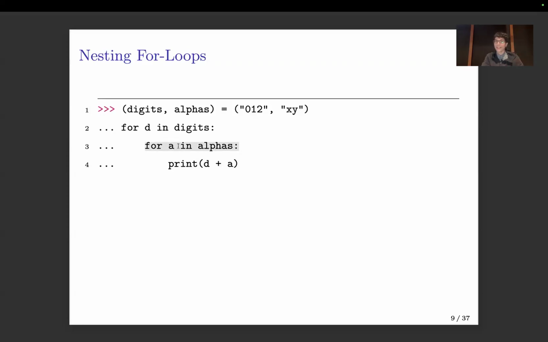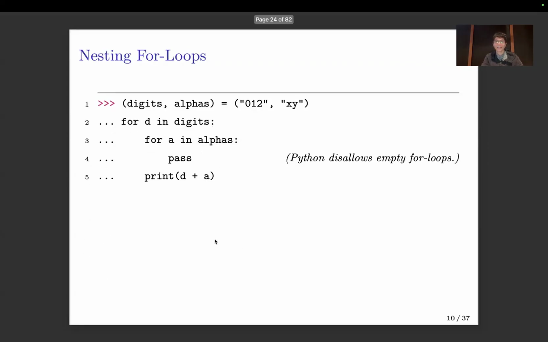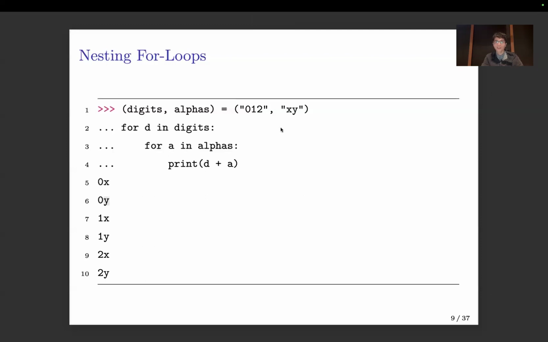So it says, I'm going to walk a through x and y. The first thing that a becomes is x. So what's the first thing that prints here? 0x. Okay, what's the next thing that prints? 0y. Right, because this had to exhaust first. So this says, repeat the body of the code for d equal to 0. And this says, I am a loop, though, so I'm going to repeat something twice.